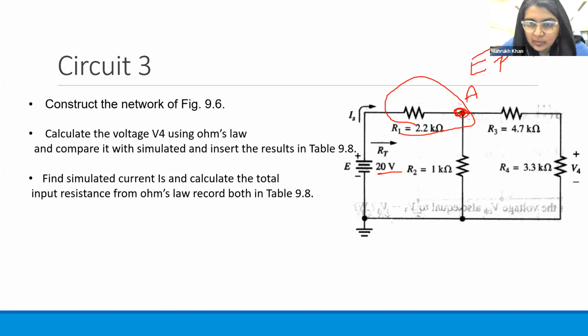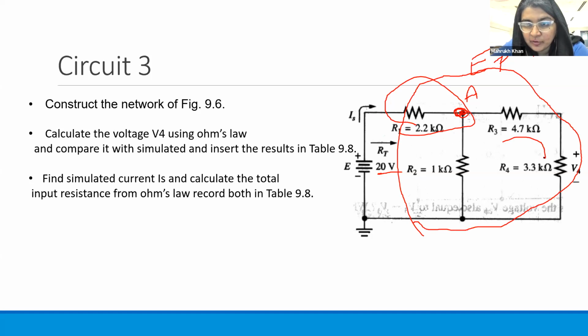So V4 you can calculate by, you have 20 volts here. You don't know IS. So how can you calculate V4? What do you think? There are two ways. Either you find the series and parallel combination of these resistors: these two are in series at first, then you find the parallel combination with this resistor, and then the series combination with this resistor. The R equivalent will give you IS.